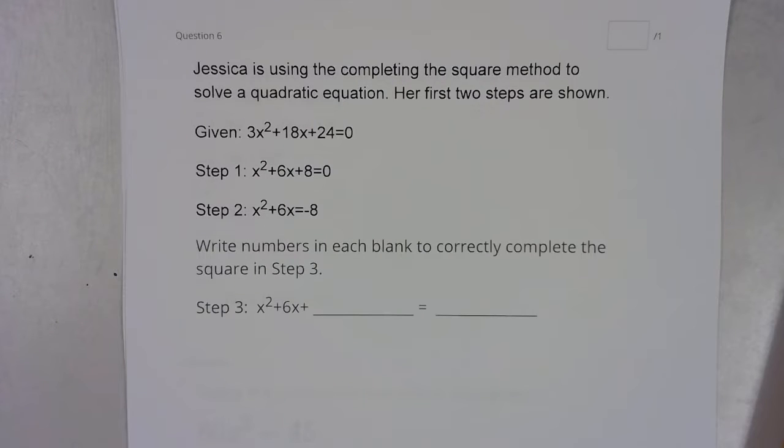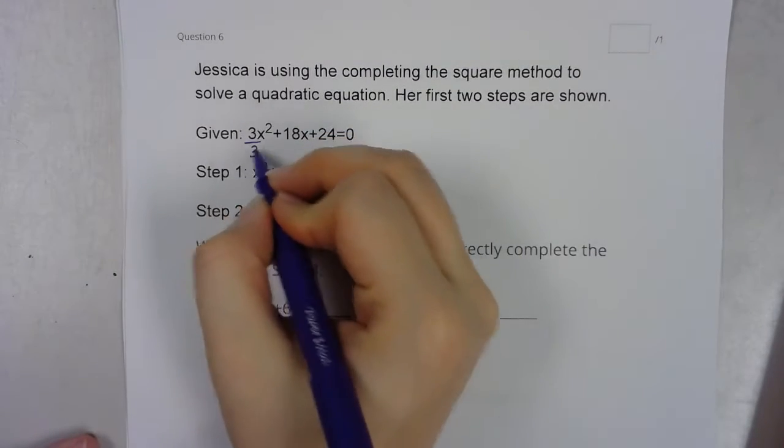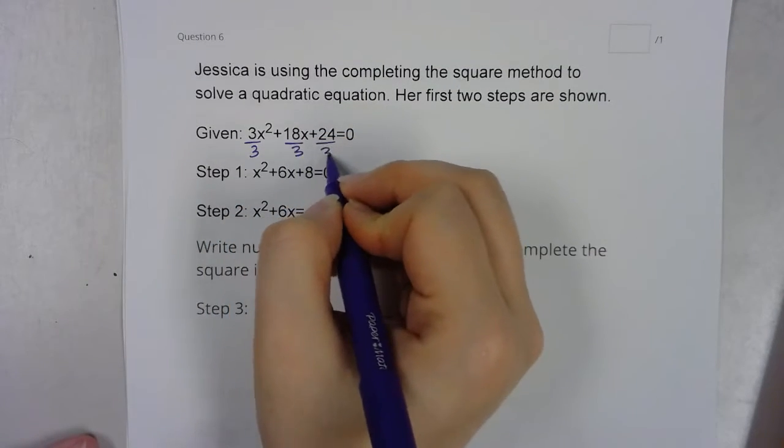Okay, for question 6 on the test review, Jessica is using the completing the square method to solve a quadratic equation. Her first two steps are shown. So we have 3x squared plus 18x plus 24 equals 0. Her first step, it looks like she went ahead and divided through by the a term as her first step.